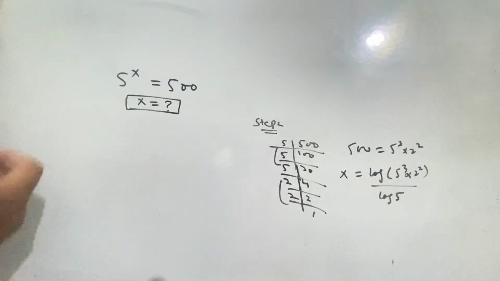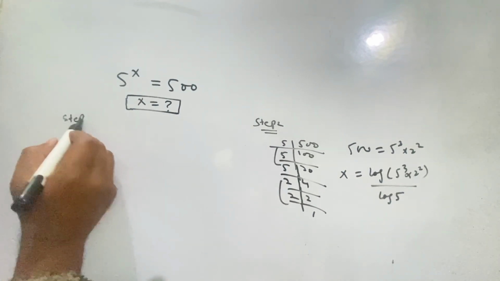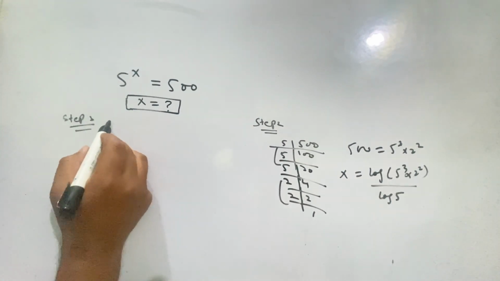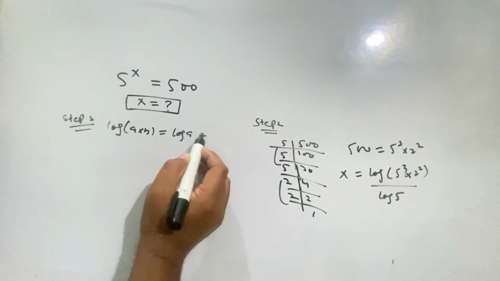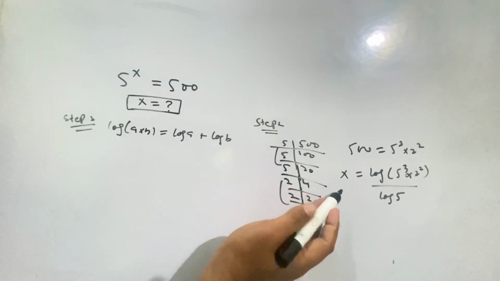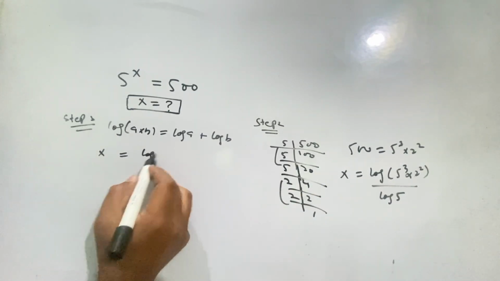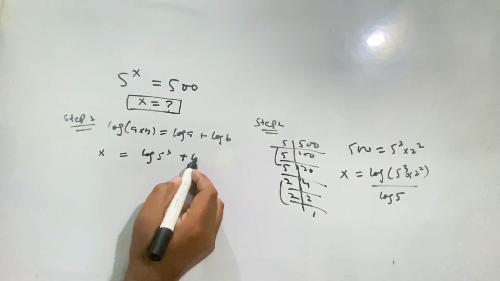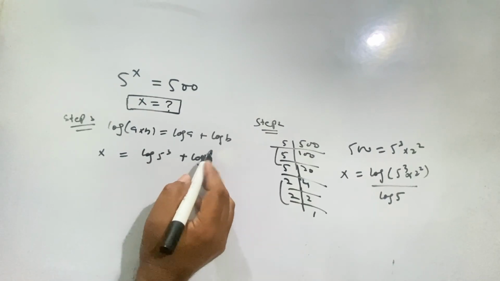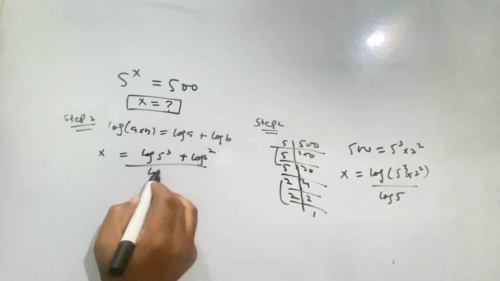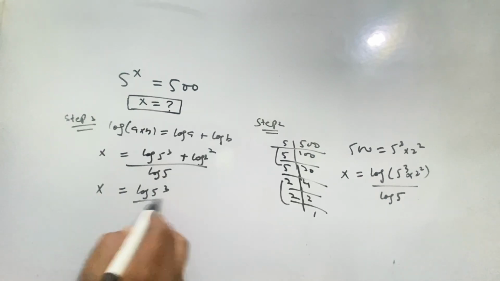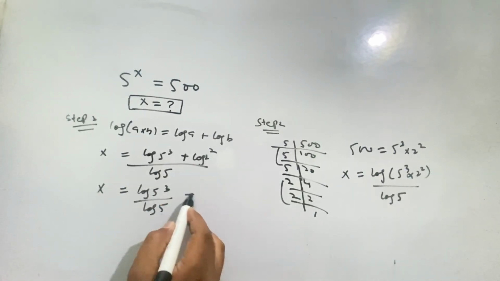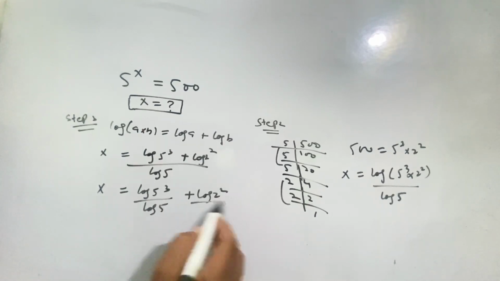Step 3. Apply logarithm rules. Use the rule log of a times b equals log of a plus log of b. So, x equals log of 5 cubed over log of 5 plus log of 2 squared over log of 5. Now split the denominator. x equals log of 5 cubed over log of 5 plus log of 2 squared over log of 5.